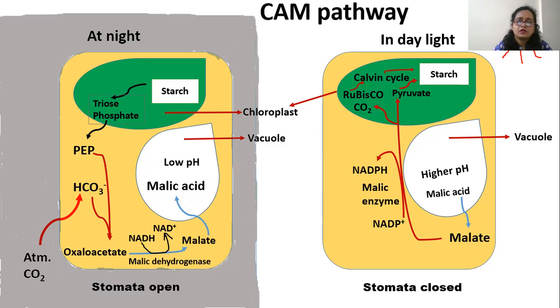So the next day during the daylight, what would happen? This malic acid from the vacuole comes into the cytoplasm of the mesophyll cell. When it leaves the vacuole, the pH would become higher. Why? Because the malate has been transported into the cytoplasm. Now malate, with the help of the malic enzyme and one NADP plus, which converts into NADPH, an energy-rich compound, releases one carbon dioxide molecule and a pyruvate molecule. Now this carbon dioxide is freed, and can be utilized in the Calvin cycle.